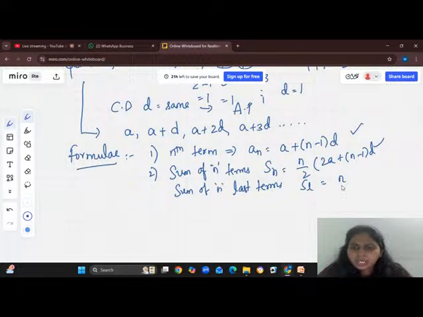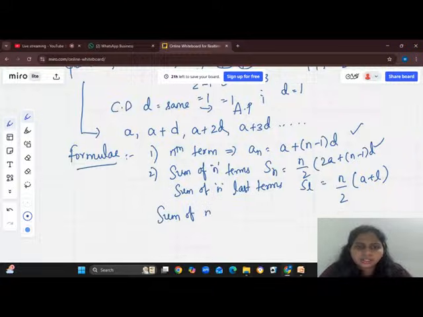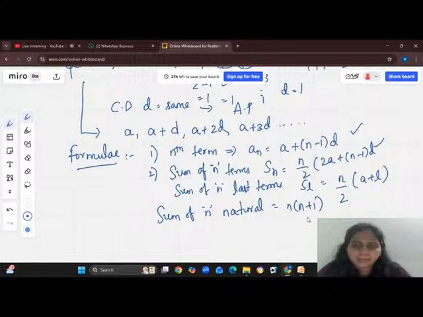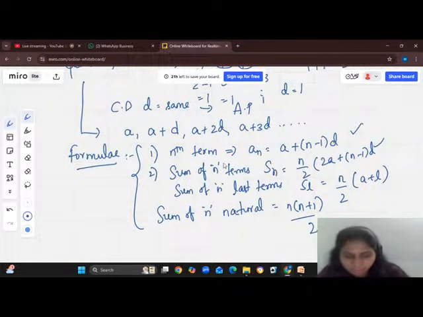n by 2 into a plus L. This is the formula. Then there are sum of n natural numbers questions. In my video where I have done the complete chapter of AP, I included 1 mark questions and all the types of questions. There also I said they might ask you 2 mark questions of this type, sum of n natural numbers. The formula is n into n plus 1 by 2. So these are the important formulas you have to remember for the arithmetic progressions chapter.